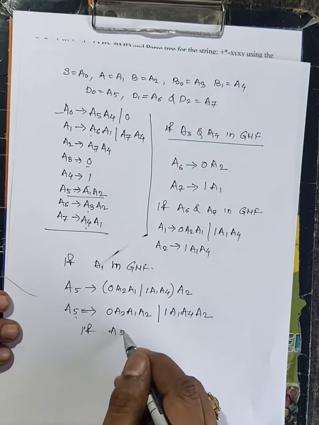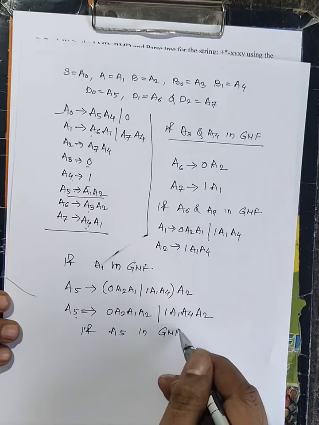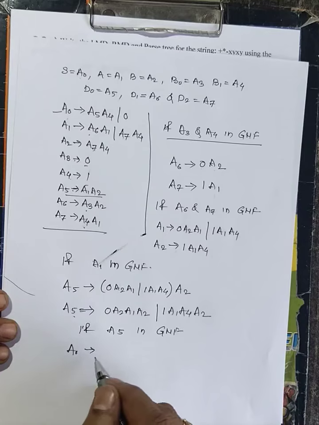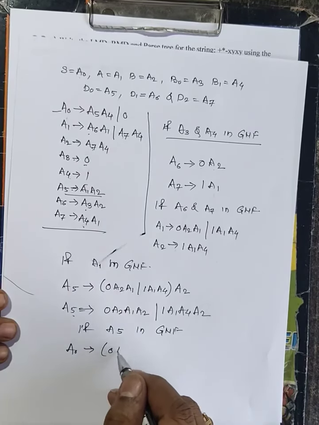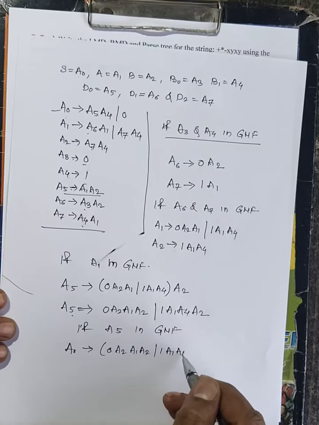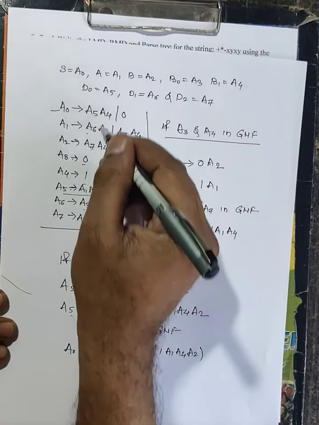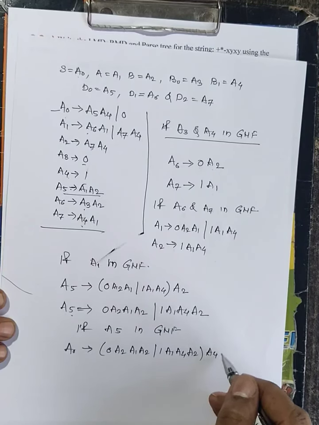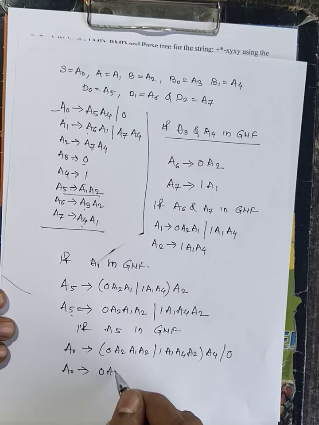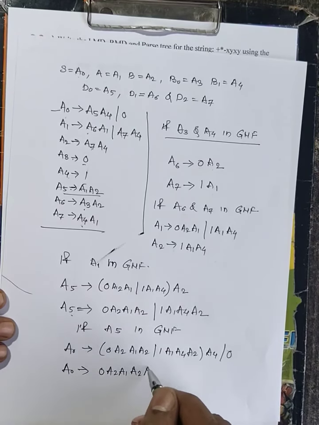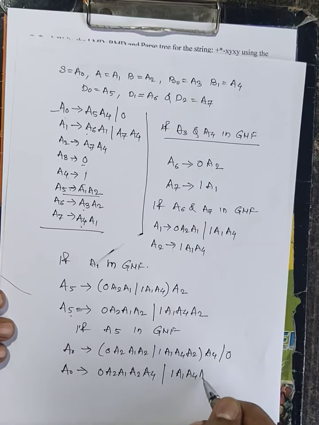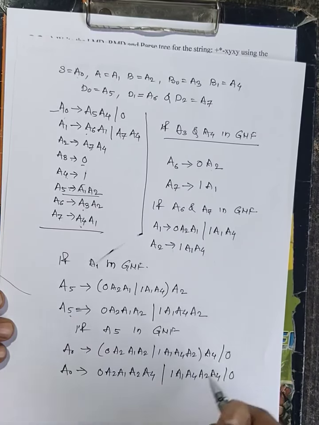If A5 is in GNF, then you can convert A0 into GNF. A0 means A5 productions. What is A5? A5 is 0, A2, A1, A2 or 1, A1, A4, A2, then this is A4. The 0 as it is. Means A0 produces 0, A2, A1, A2, A4, and this 1, A1, A4, A2, A4 are 0.